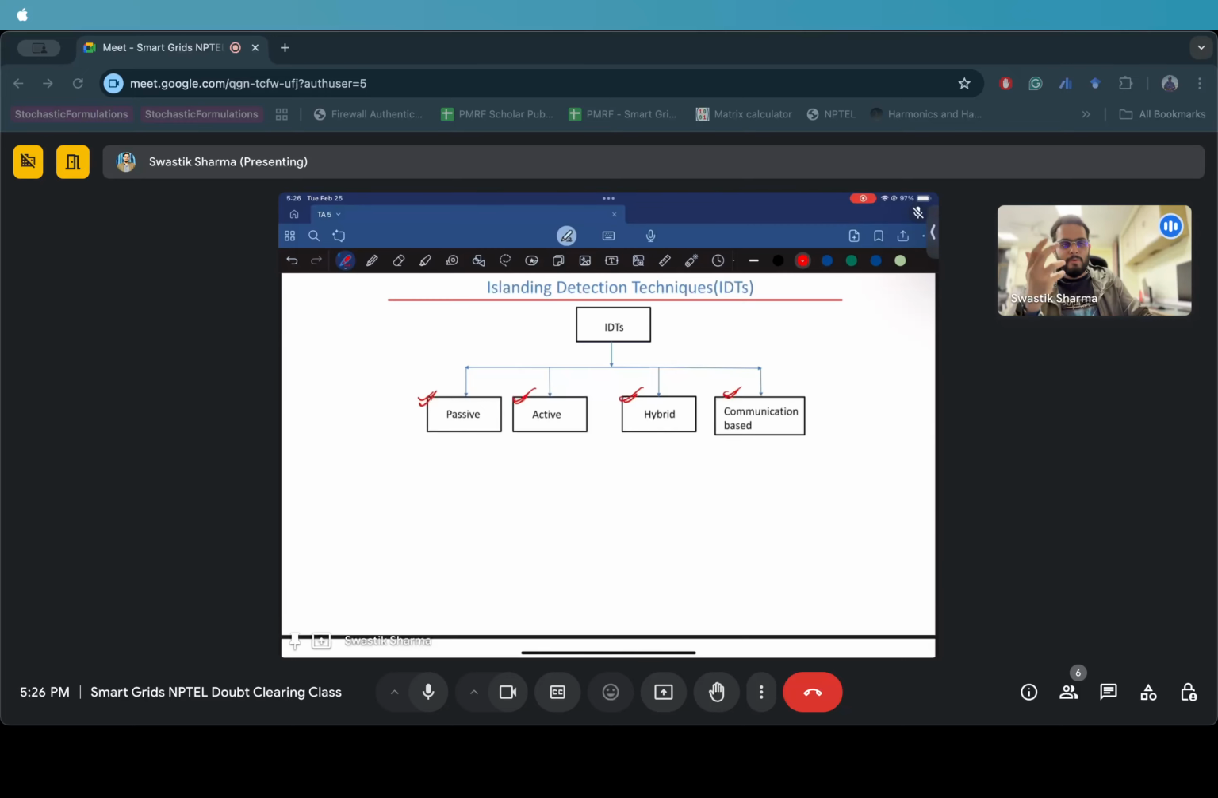In passive ways, what we do is we monitor electrical quantities, for example impedance, voltage, current. We monitor them closely and look for changes. For example, if a change has occurred beyond some particular threshold, we will say, okay, we are now operating in an islanded mode of operation. So passive techniques monitor electrical quantities.